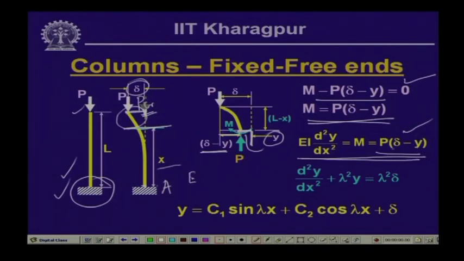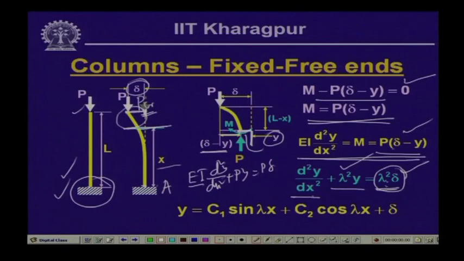We will have EI d²y/dx² plus Py equals to P delta. Now, if you divide this by EI, you will have d²y/dx² plus lambda square y, because P by EI you have called as lambda square, equals to lambda square delta. Now, it will have two solutions. One is the complementary solution considering this as 0, and then corresponding to this we will have the particular solution.